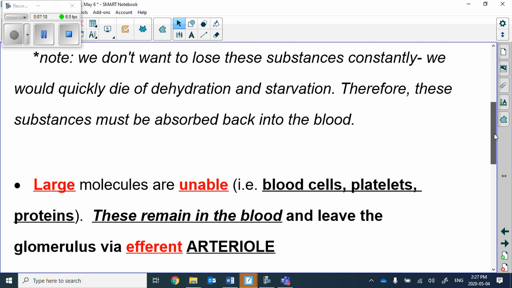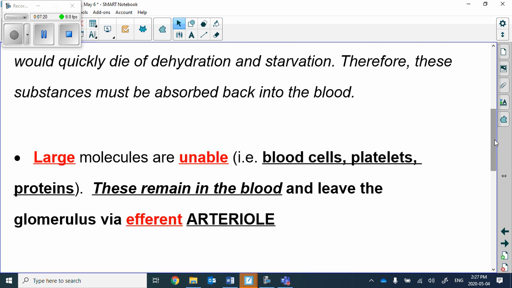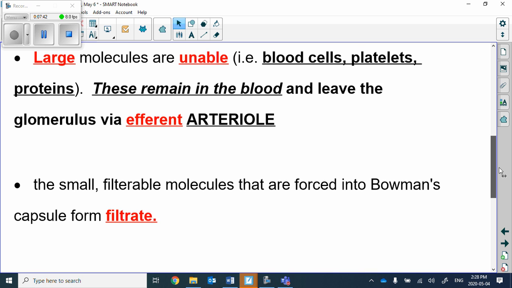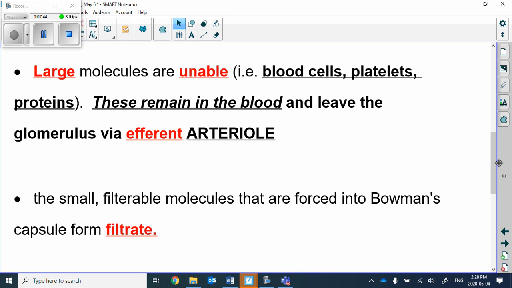It's important to note that large molecules are unable to pass. So blood cells, red blood cells, white blood cells, platelets, proteins, those will remain in the blood and leave the glomerulus via that efferent arteriole. That efferent arteriole becomes the peritubular capillary network that's going to be there to catch all the things that we reabsorb, and we're only going to reabsorb the things we need to keep that blood nice and fresh. So the small filterable molecules that are forced into the Bowman's capsule, it's not blood anymore because we filtered out all the blood cells. It's not quite urine yet because it's still got all the things like sugar and water that we need. So it's called filtrate now.